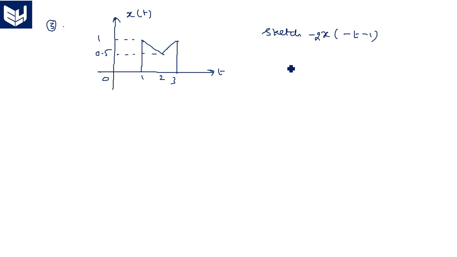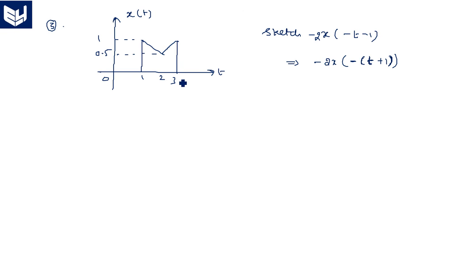So how to draw this? We can simplify this as minus 2 into x of minus, if you take common, t plus 1. First you can apply the shifting operation, later time reversal, and then amplitude scaling. Here there are actually two operations. We are multiplying the time with minus, so it is nothing but time reversal. And t plus 1 means shifting. And also we have amplitude scaling. Totally 3 operations are there.